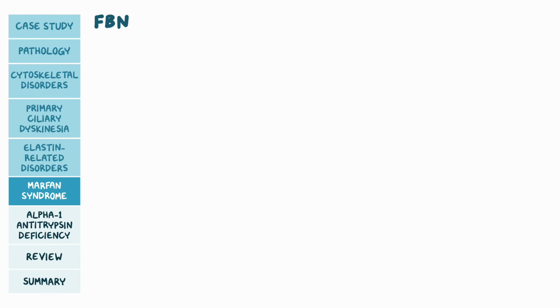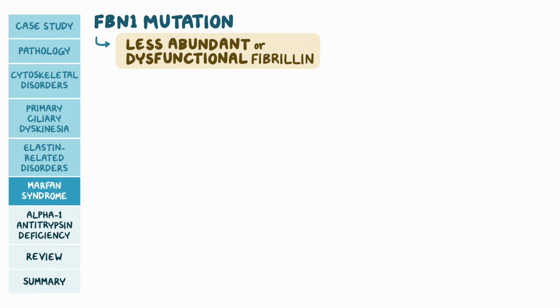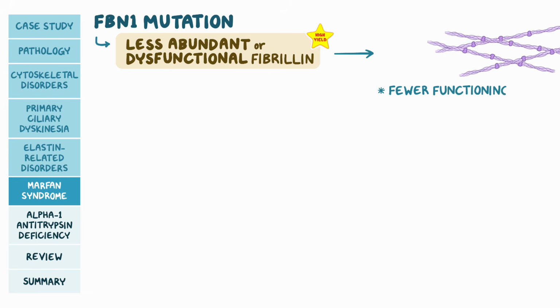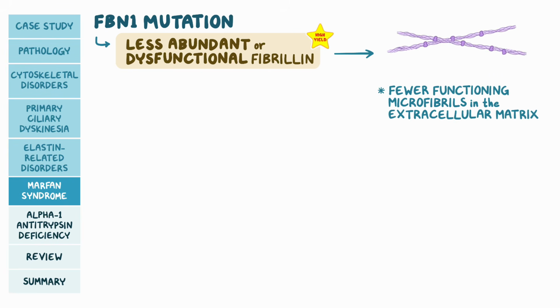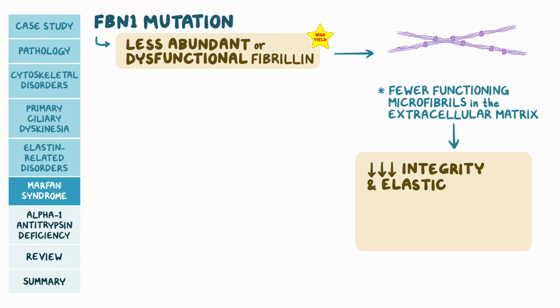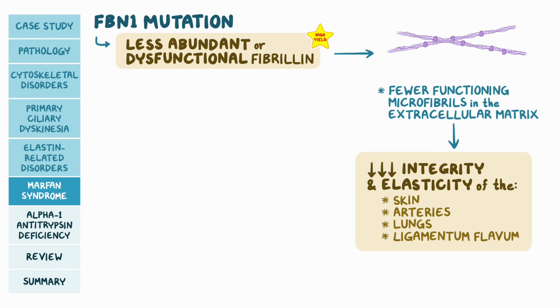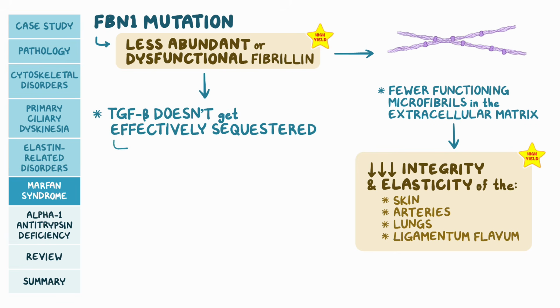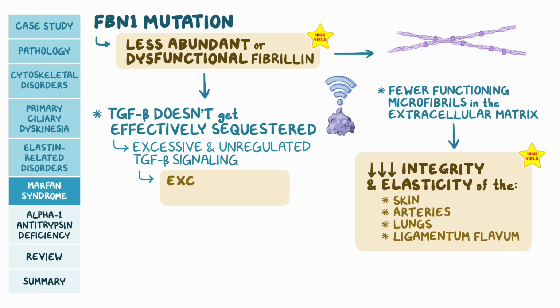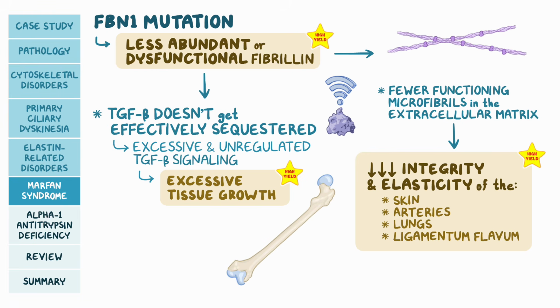Now, the FBN1 mutation results in either less abundant or dysfunctional fibrillin. This means that there are fewer functioning microfibrils in the extracellular matrix, so there's less integrity and elasticity of the skin, arteries, lungs, and the ligamentum flavum. At the same time, the lack of fibrillin means that TGF-beta doesn't get effectively sequestered, leading to excessive and unregulated TGF-beta signaling. This results in excessive tissue growth and particularly affects long bones like the femur.